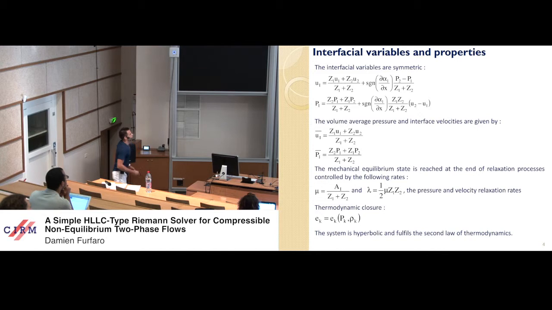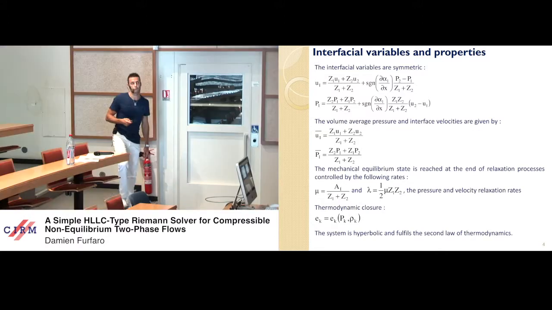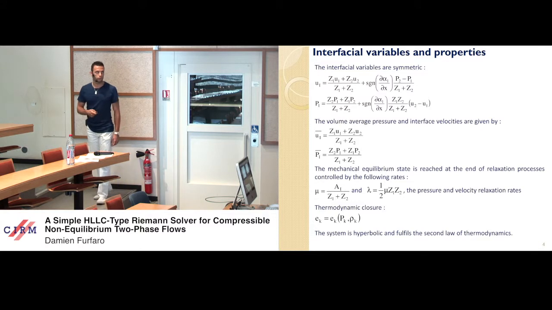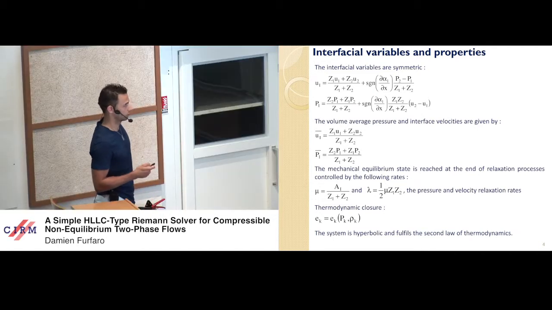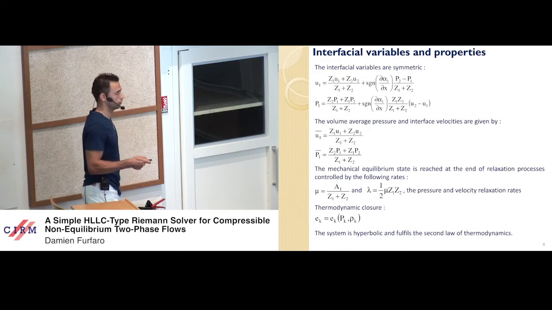What are the properties of this model? The interfacial variables are symmetric. We can see here the interfacial velocity, ui, and interfacial pressure. The volume average pressure and interface velocities are given by these expressions. Moreover, the mechanical equilibrium state is reached at the end of relaxation processes controlled by the following rates, which are respectively the pressure and velocity relaxation rates.